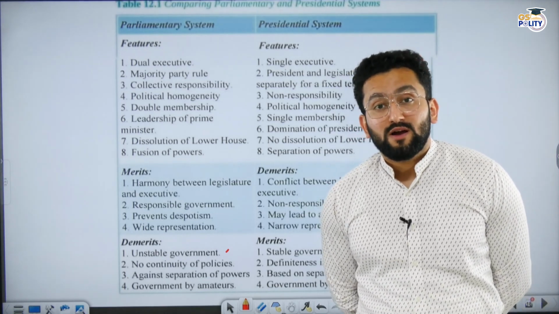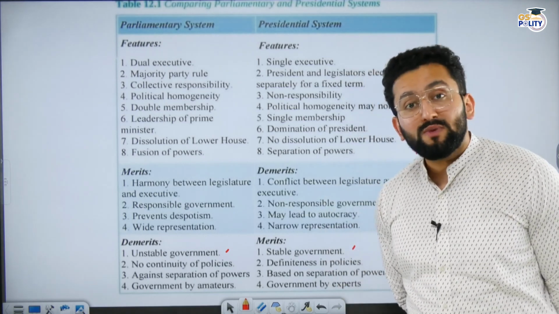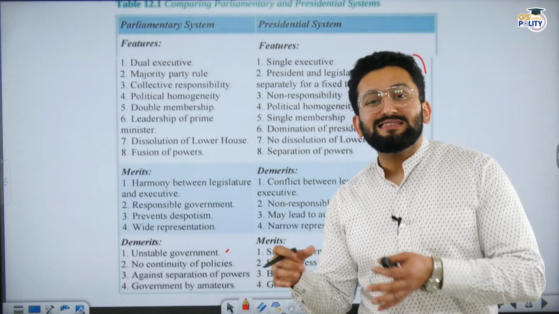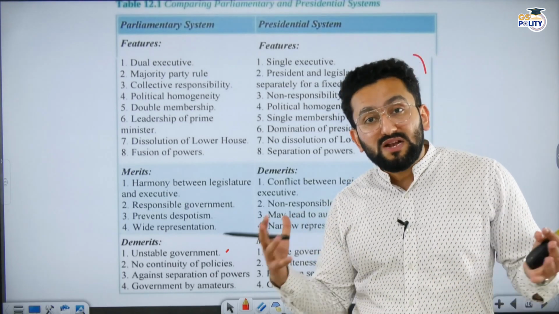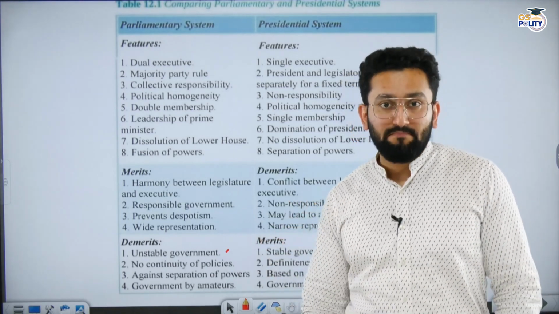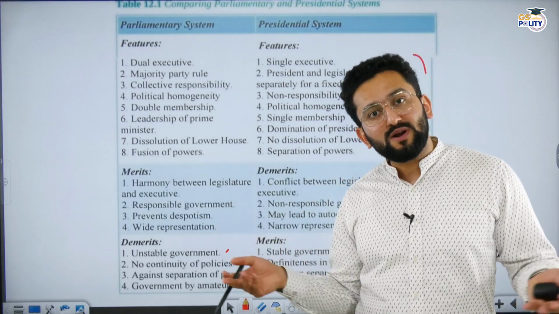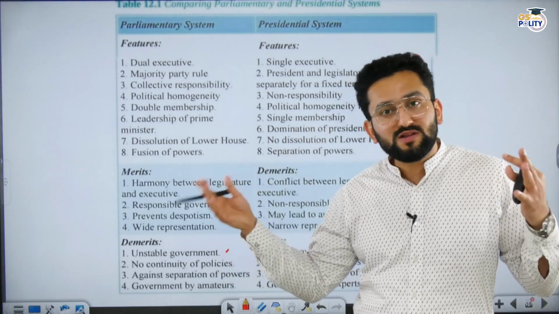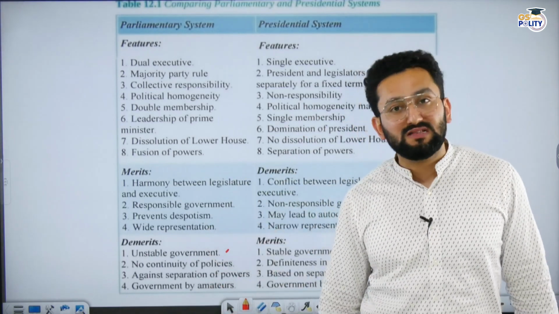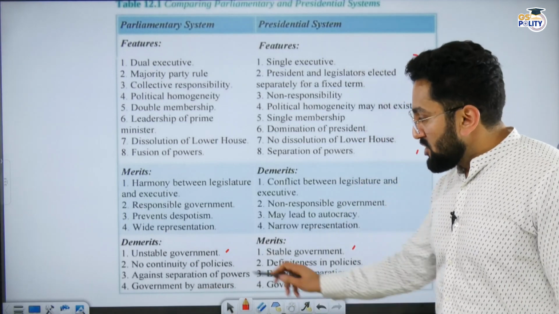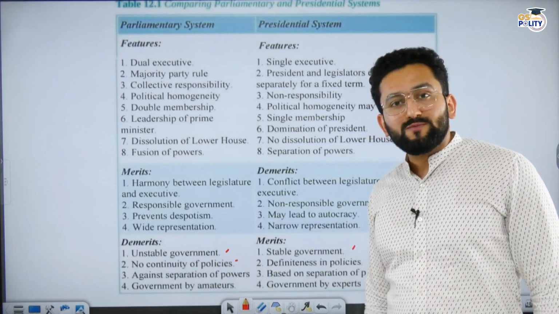Apart from this, you should also know that if an unstable government is there, then there will be no policy consensus, coherence. Because investments, markets, they believe in policy stability. Right? If they're not sure which government is going to come, they will not be sure of the kind of policies this government is going to make. Right? For business also, stability of government is necessary. No continuity of policies, as I told you.